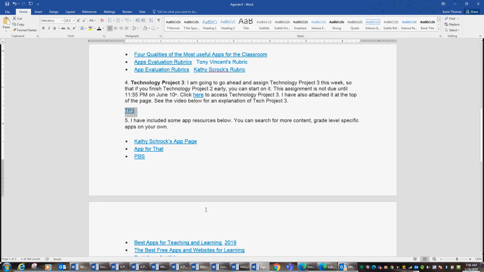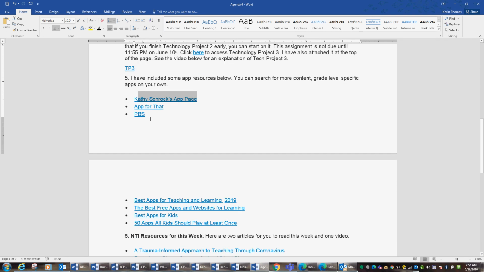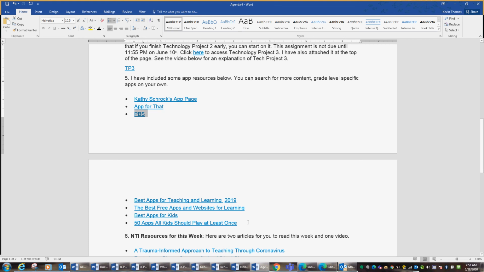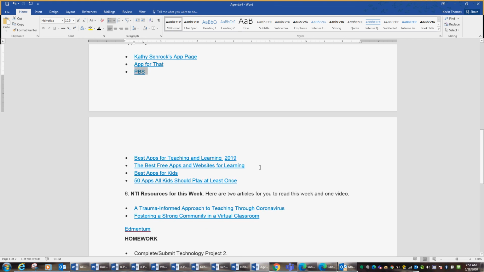I've also included just a few resources. Again, Kathy Schrock. These are two very popular instructional technologists, Tony Vincent and Kathy Schrock, so it's good to become familiar with those. I shared her page, which is a neat page because what she does is she aligns the apps with Bloom's taxonomy. PBS, great resource, but more kind of, I guess, for elementary, but I just shared that one with you. What I would encourage you to do is just Google best apps 2019, best science apps 2019, best secondary math apps 2019, and you'll find plenty of them.